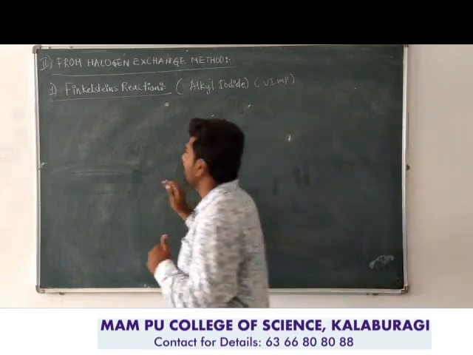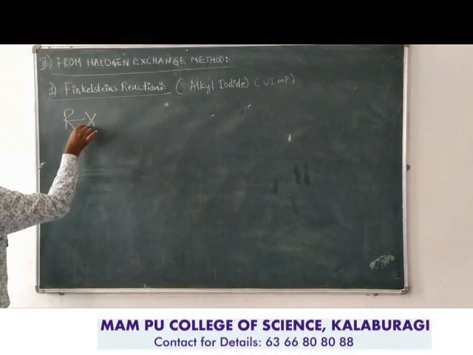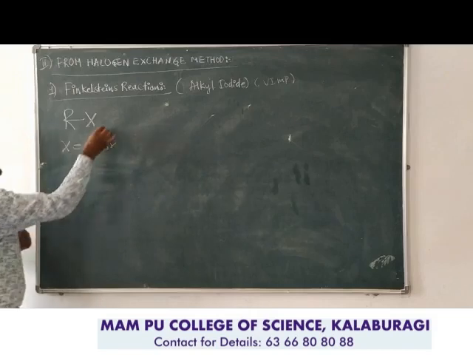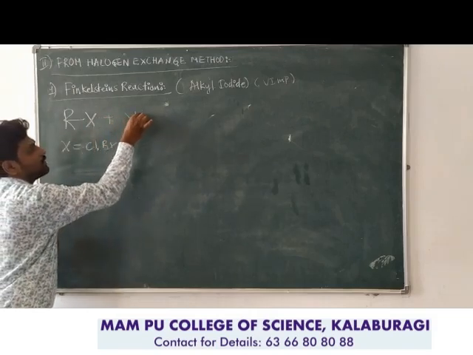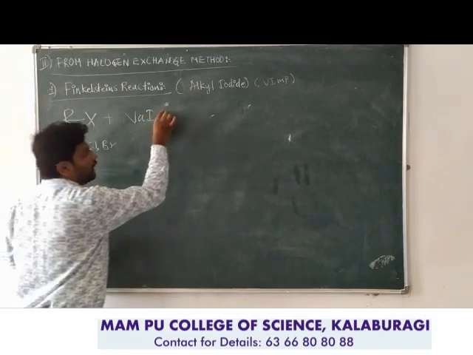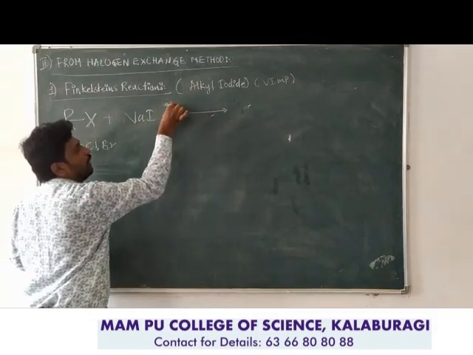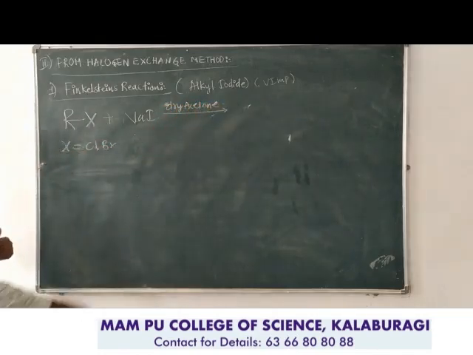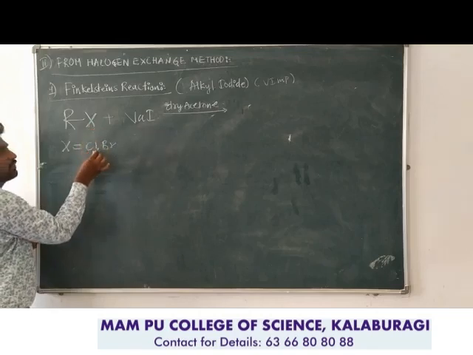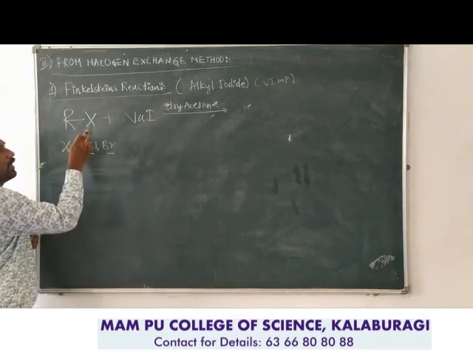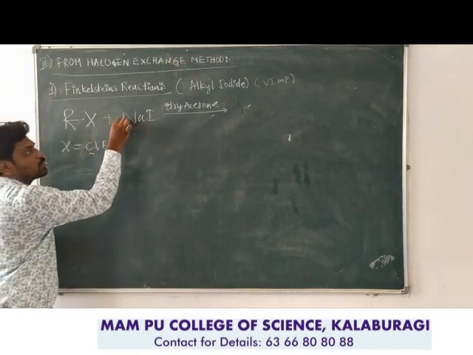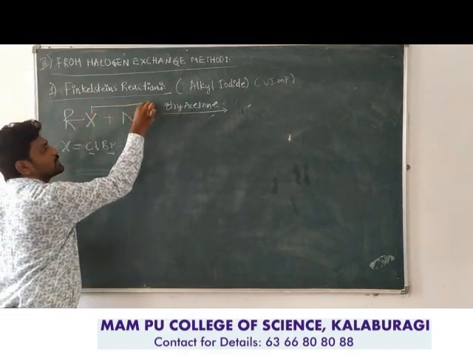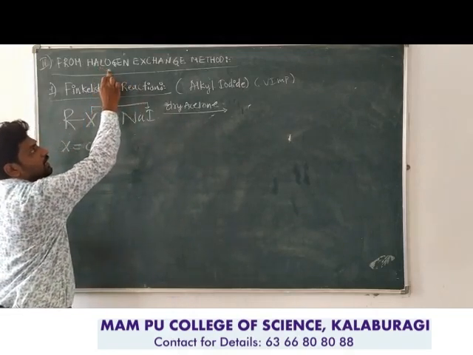See here, when an alkyl halide R-X, where X may be chloride or bromide, is heated with sodium iodide, that is NaI, in a small amount of dry acetone. You can take any alkyl halide, specifically chloride or bromide. So alkyl chloride or alkyl bromide reacts with sodium iodide, and in the presence of dry acetone, the halogen exchange takes place.